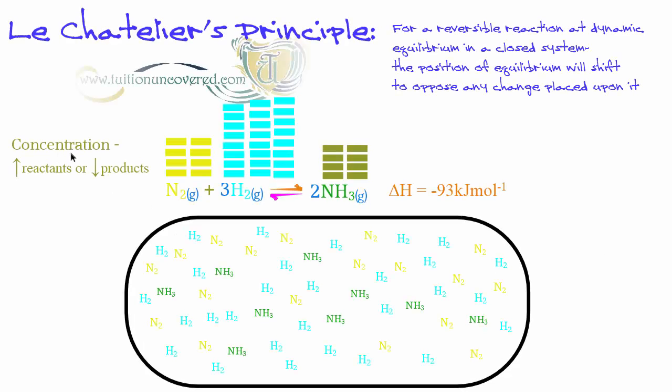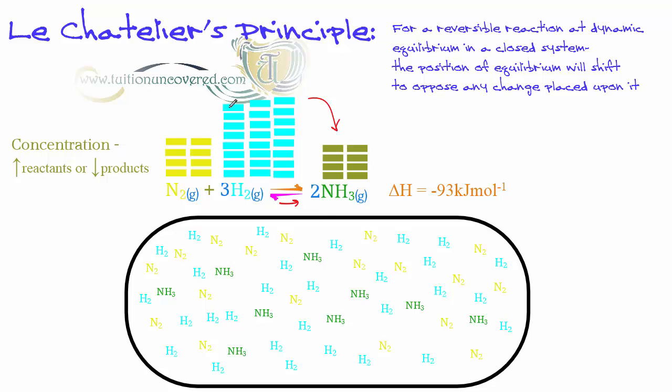Here, if I increase the concentration of my reactants, effectively I've disturbed that equilibrium. So here I've put more nitrogens and hydrogens into my container. In order to counteract that change, the position of equilibrium needs to take away some of the nitrogens and hydrogens I've put in by creating more ammonias. And by creating more ammonias, we're saying the position of equilibrium is shifting to the right.